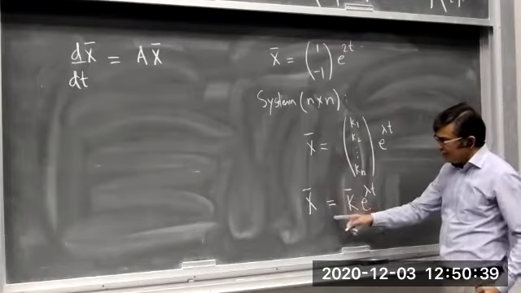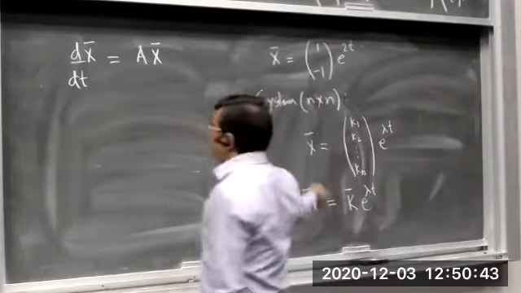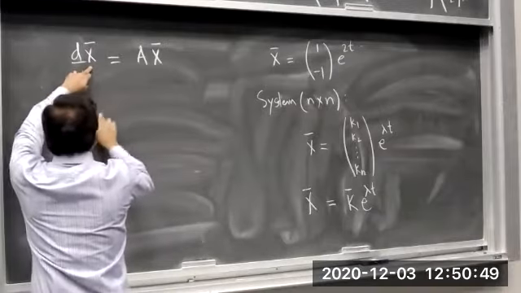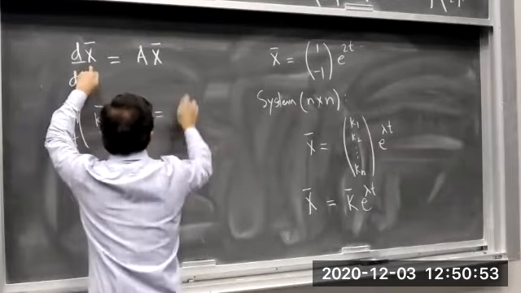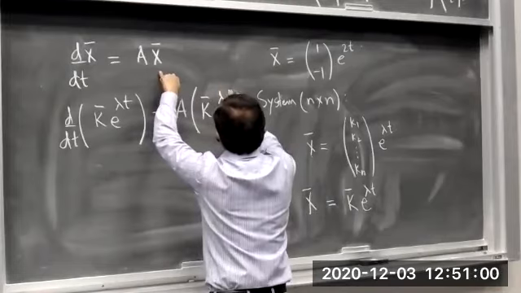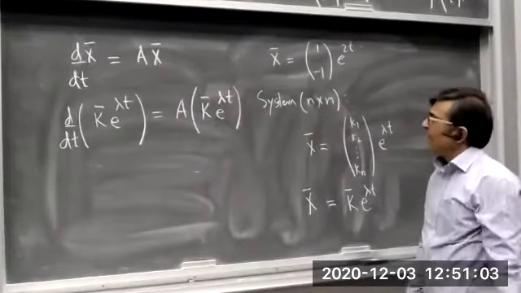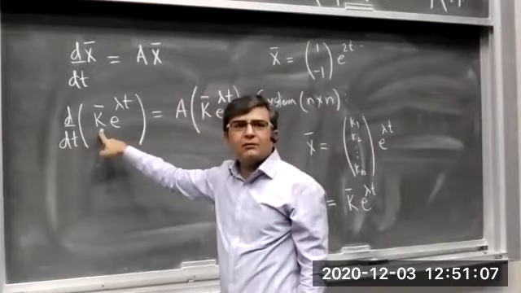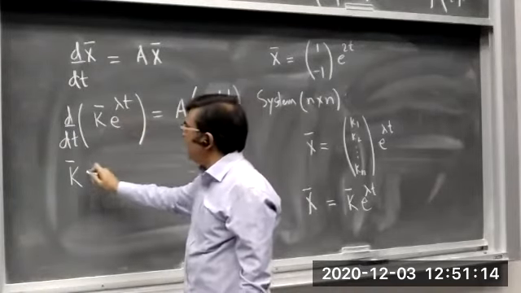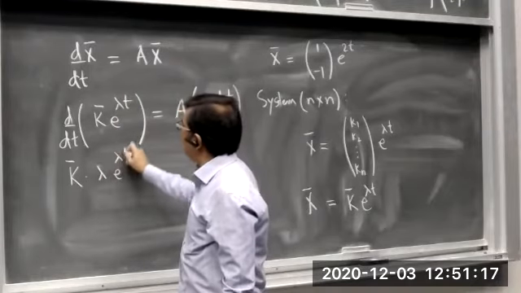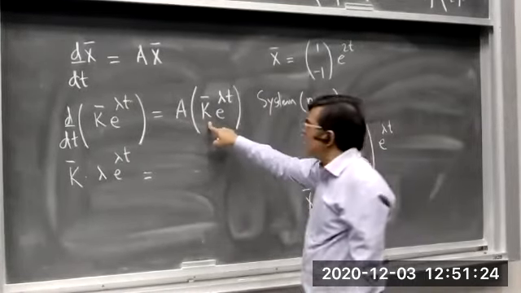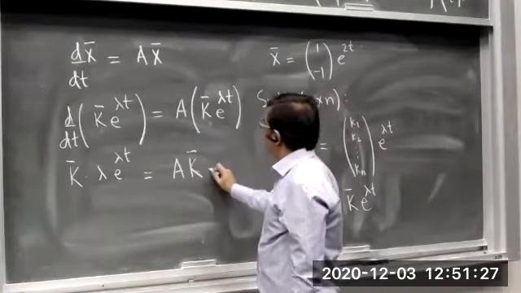If it is a solution, then it must satisfy that system. So if we put it in, what do we obtain? d by dt of x, putting in the value of the solution, k e raised to the power lambda t, is equal to A times the solution x, which is k times e raised to the power lambda t. Here the k vector is a constant vector, so the derivative does not apply to it; it goes outside. The derivative of this thing is lambda e raised to the power lambda t, and it is equal to A into k e raised to the power lambda t.